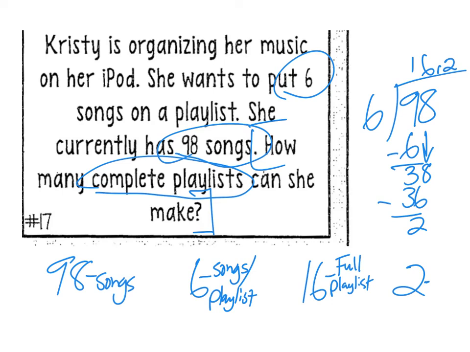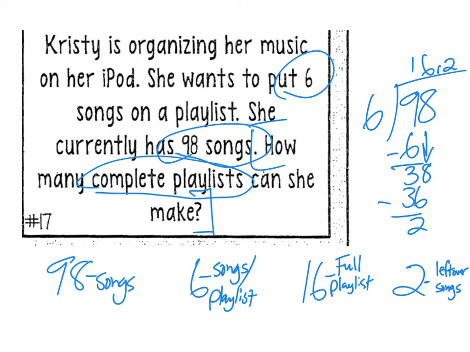I think the 2 here are the songs that can't go onto a playlist. So in other words, they're my leftover songs. They're the songs that kind of get just left out. And so I'm going to write leftover songs. So this is what you can't put onto a playlist. And so now that I have everything labeled, I could go back to what do they want? How many complete playlists can she make?